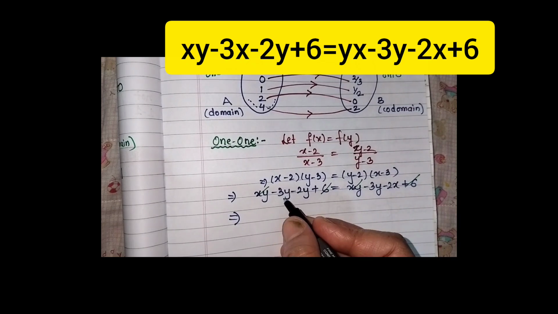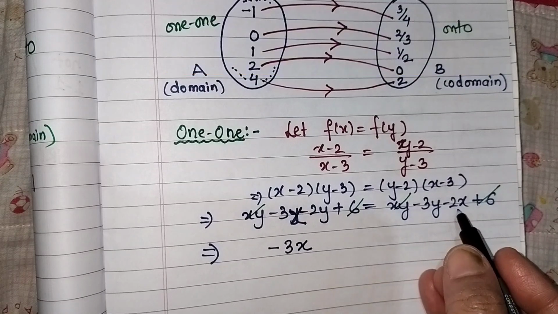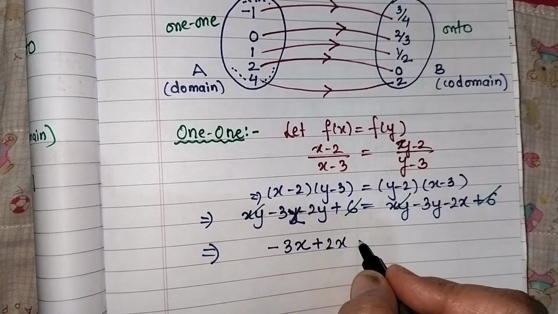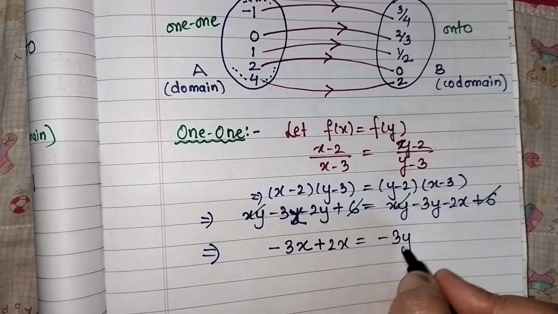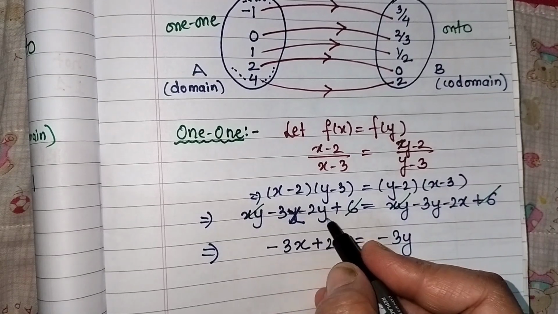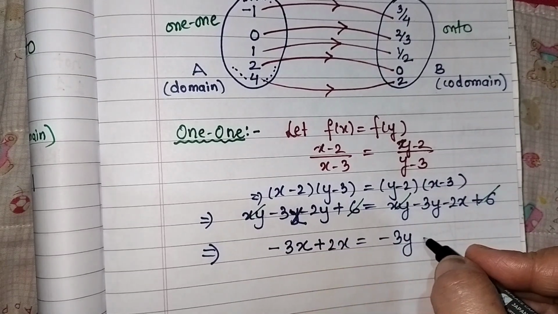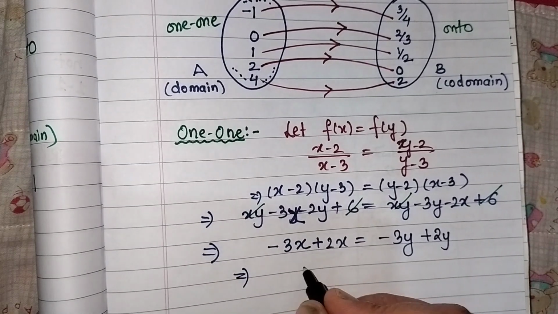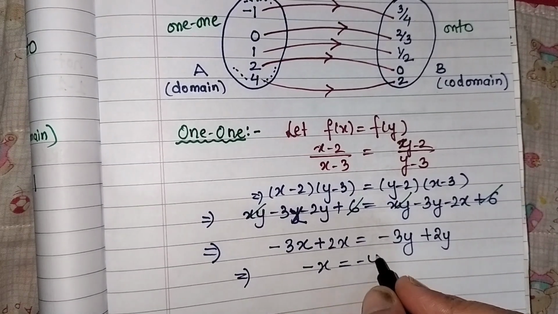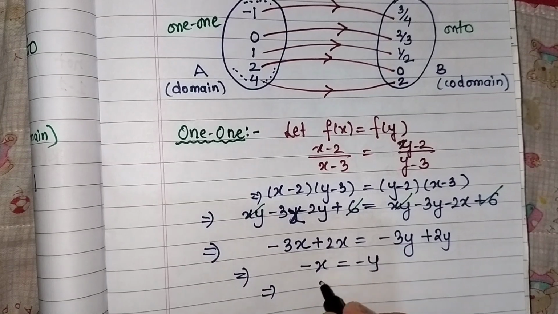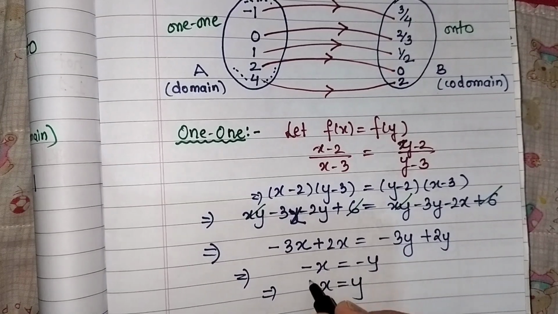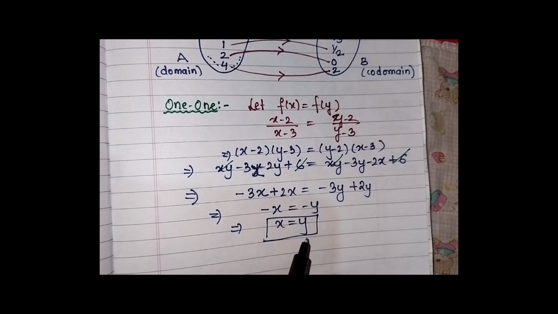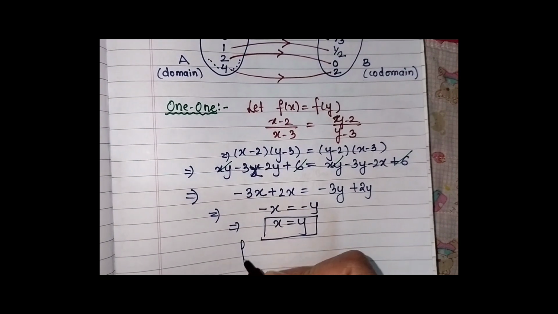So now you have minus 3x, just put this minus 2y over here, so it is 2x. Now it is minus 3y here. Now we will bring this minus 2 on the RHS, so it is plus 2y. So when you simplify this, you will get minus x is equal to minus y. So this implies that x is equal to y. Okay, so we have started with f(x) is equal to f(y) and we reach where x is equal to y. This shows that the function f is 1-1.